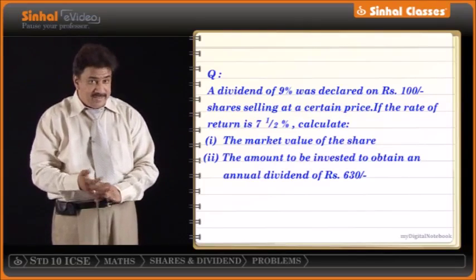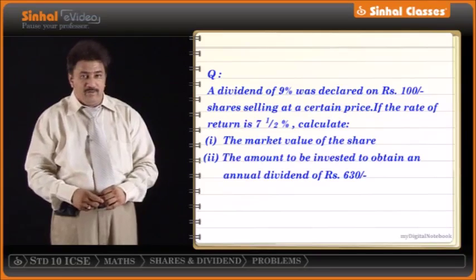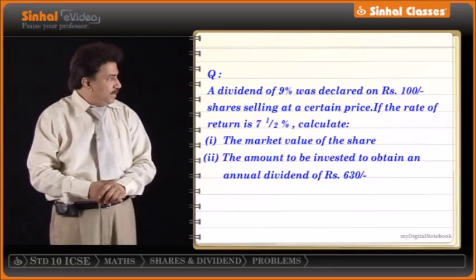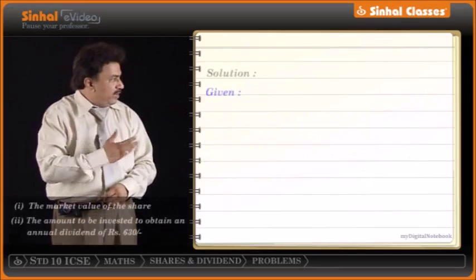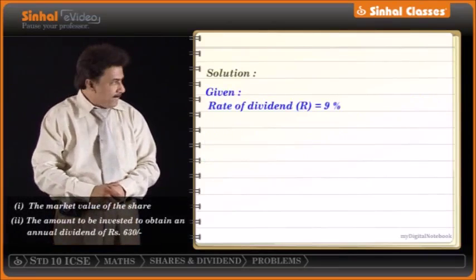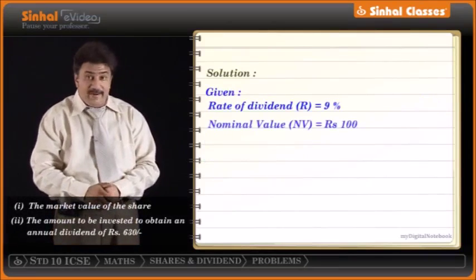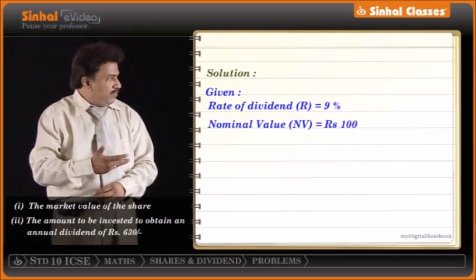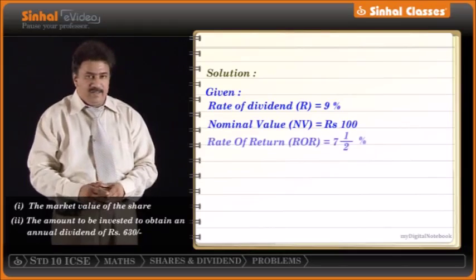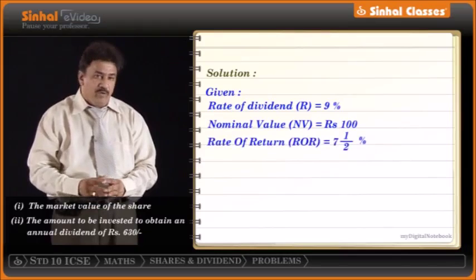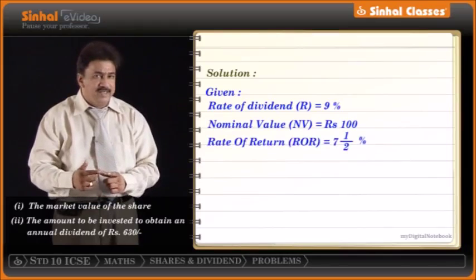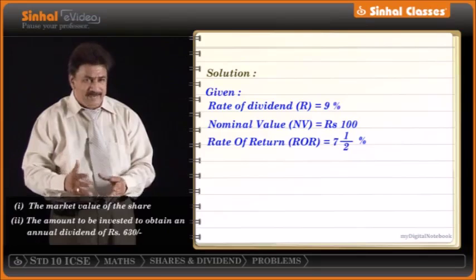The first part says find the market value. See what I'm doing now. Let's check what is given first. Rate of dividend is 9%. Nominal value is rupees 100 and the rate of return is 7.5%. That is nothing but 15 upon 2. 7.5% is 15 upon 2%.